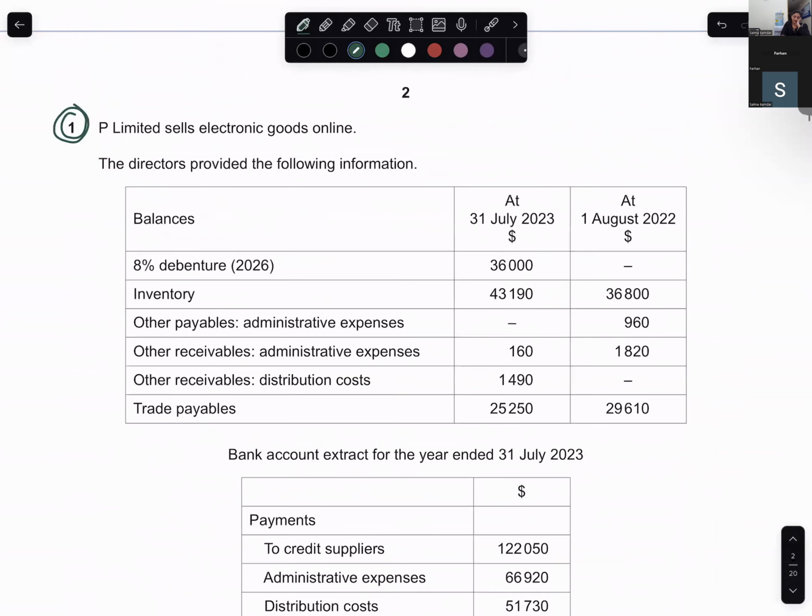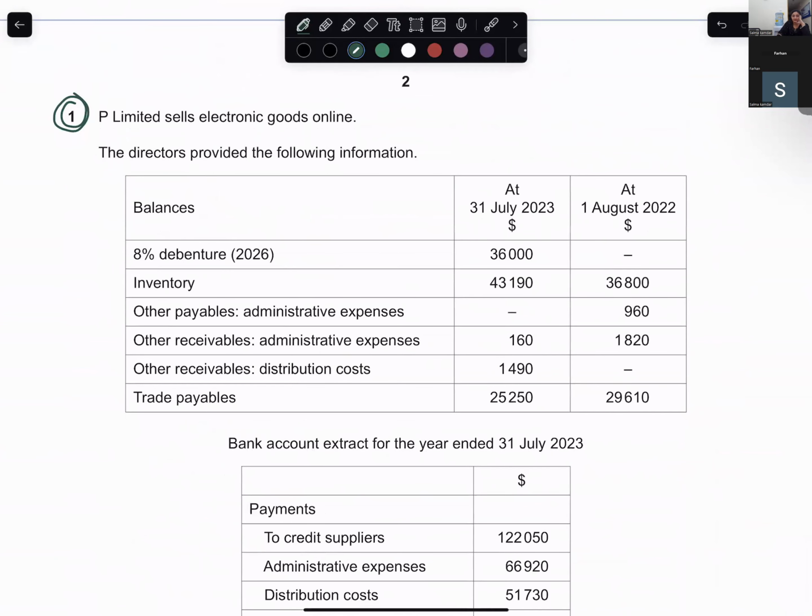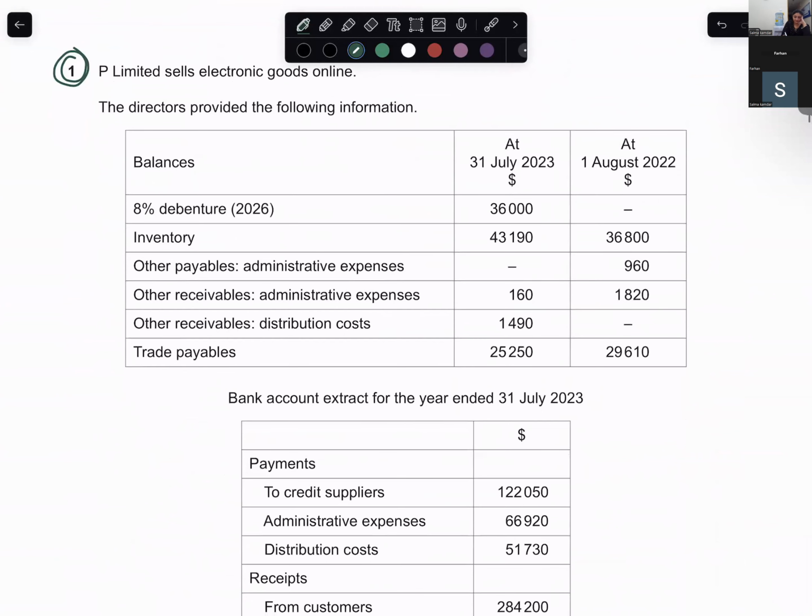Now we'll read the question. For example, P Limited sells electronic goods online. The directors provide the following information of 8% debenture, inventory, other payables, other receivables. Stop. Can you read for 8% debentures what it is? This is the last year, this is the current year. So opening and closing, basically.